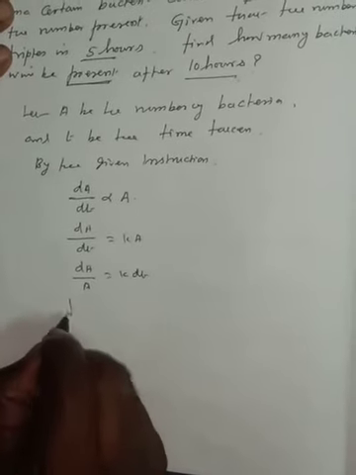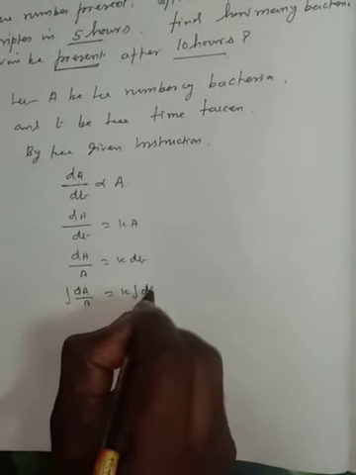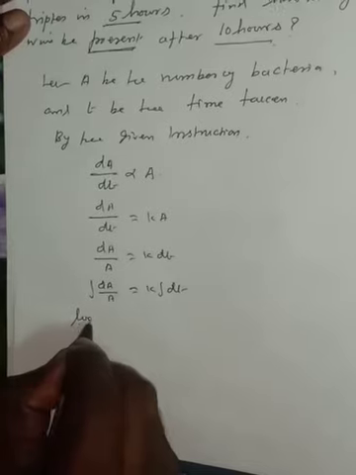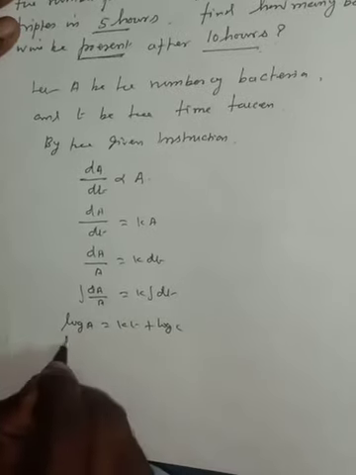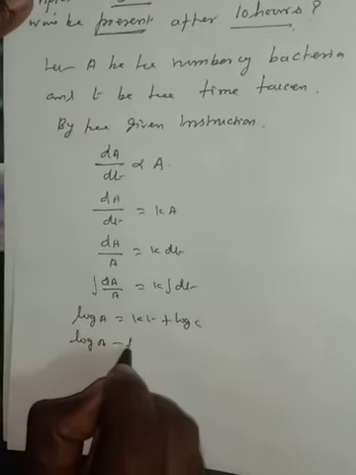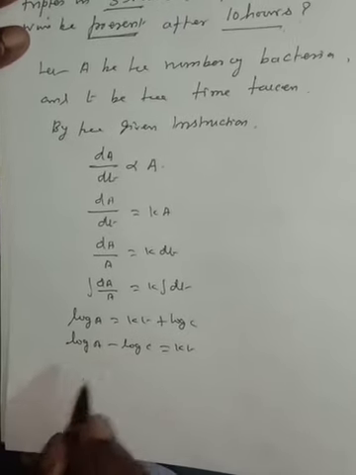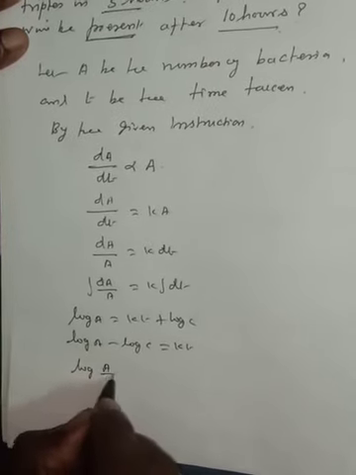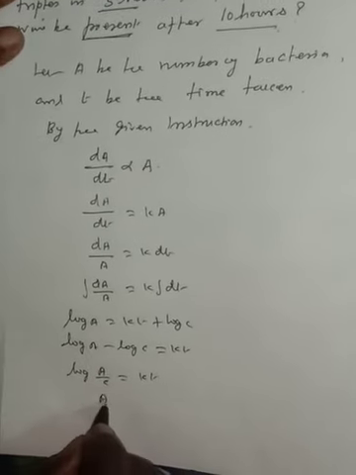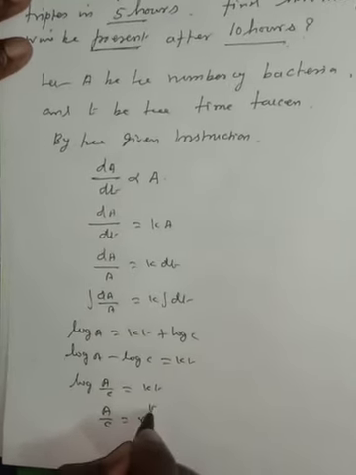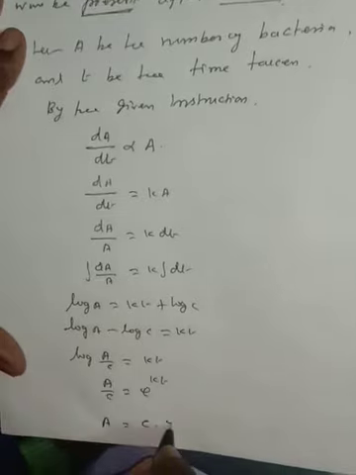Integrating both sides, we have integral dA divided by A is equal to k into integral dt. Integral dA by A is log A is equal to kt plus log C. Log A minus log C is equal to kt. Log A minus log C is log A by C. So log A by C is equal to kt. A by C is e to the power of kt. A is equal to C into e to the power of kt.